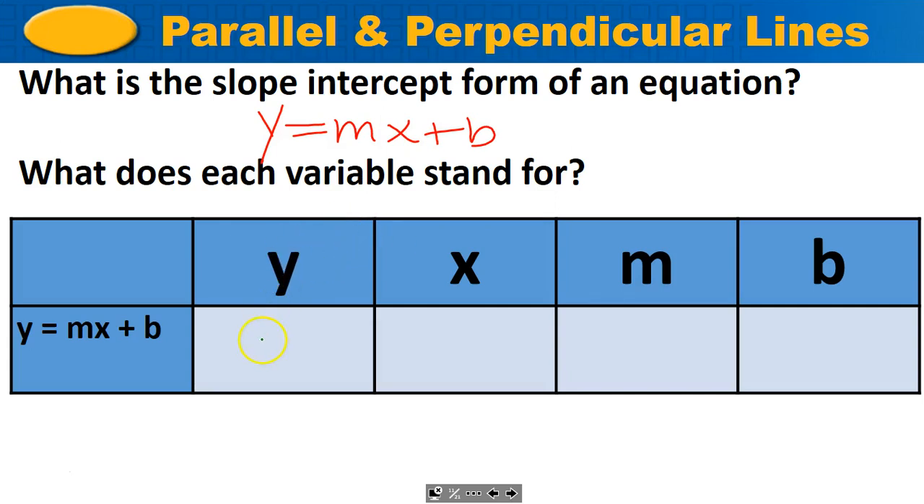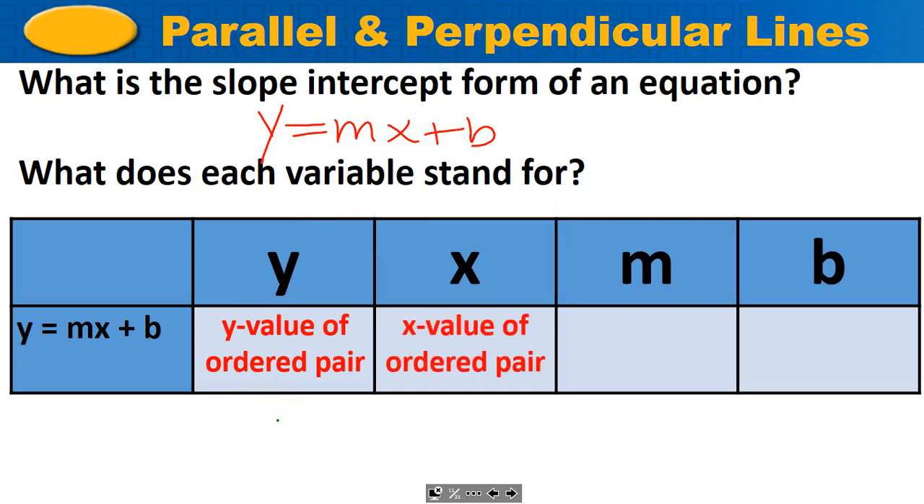So the y is just the y value of an ordered pair. The x is the x value of an ordered pair. M is the slope, and b is the y-intercept. So if you need to write this down, go ahead and pause the video, write it down, and then we'll go on to the next part.